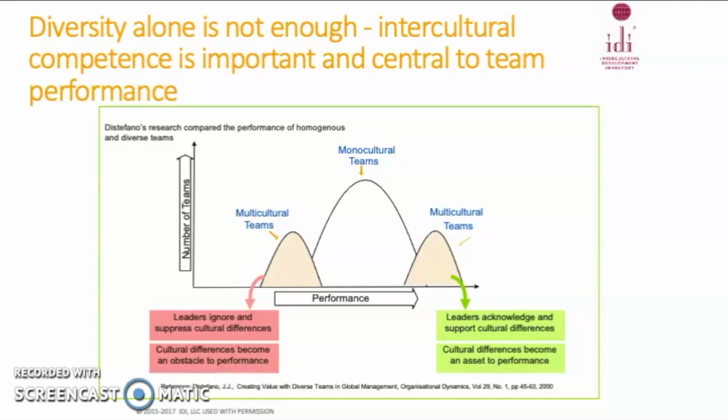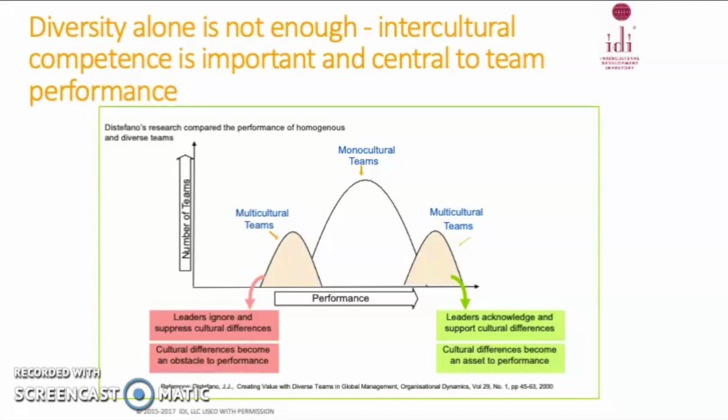And what do I mean by intercultural competence? So this slide actually reflects results from a study by Disinfano et al. in 2000, which shows how multicultural teams that understand, appreciate, and leverage differences create value and synergy and actually achieve success beyond levels achieved by monocultural teams.